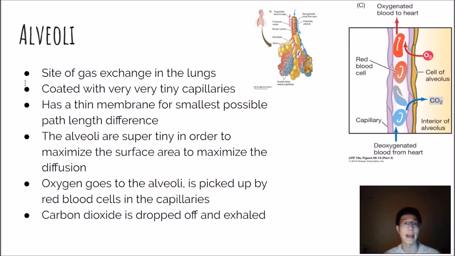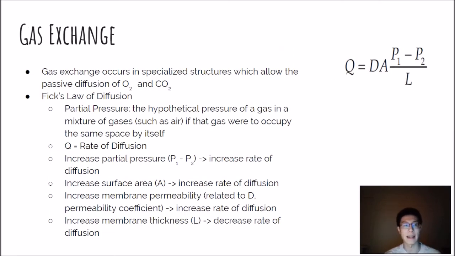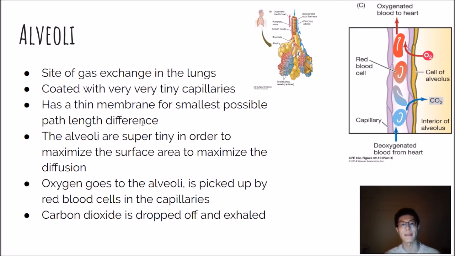And then finally, we have the alveoli, which is basically the site of gas exchange in the lungs. These alveoli are coated with very thin capillaries to allow for that gas exchange. So remember, gas exchange really only occurs within our capillaries. So it also has a thin membrane, so remember you're decreasing the thickness of that membrane, you're decreasing that L value, which is shown over here, and by decreasing that L value, you're going to have the small path length difference and therefore increase your rate of diffusion. In addition, the alveoli are very small, so you're trying to maximize the surface area to increase the amount of diffusion. So you can fit more surface area into a smaller amount of space.